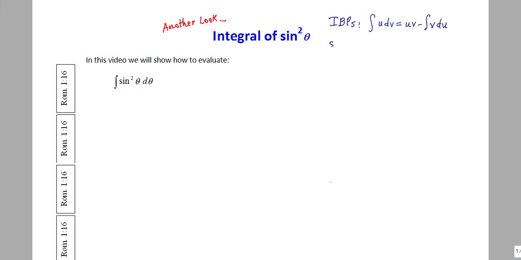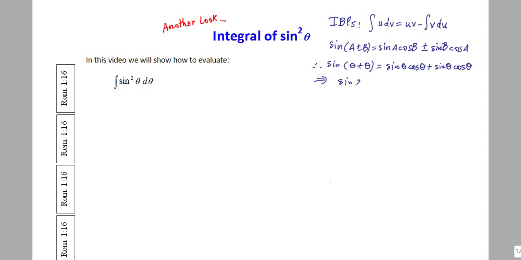We also were asked to memorize sine of a plus or minus b. That's sine of a cos of b plus or minus sine of b cos of a. So in particular, if you have sine of theta plus theta, that's going to be sine of theta cos of theta plus sine of theta cos of theta. That's to say sine of 2 theta is equal to 2 times sine of theta cos of theta.